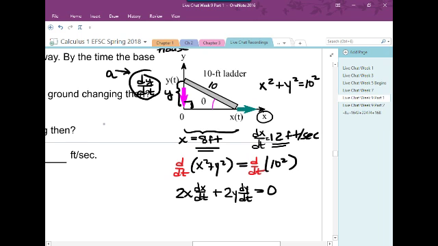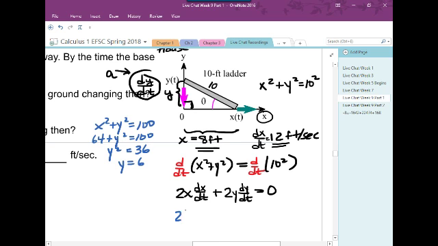So if x squared plus y squared equals 100, and we know x is 8, that means 64 plus y squared equals 100. That means y squared is 100 minus 64, which is 36, so y would be 6. And it's distance, so I'm going to leave it as the positive version. So now we have y.